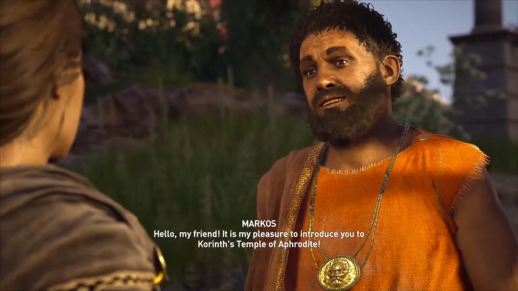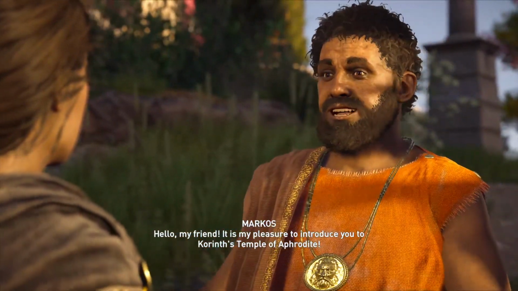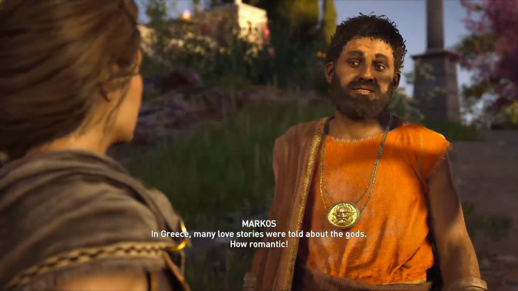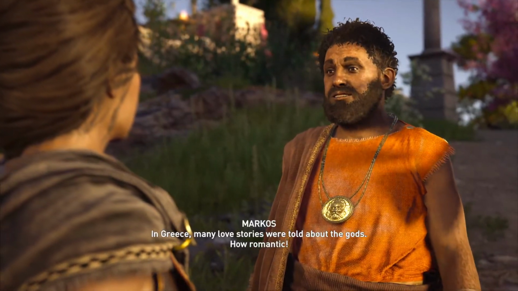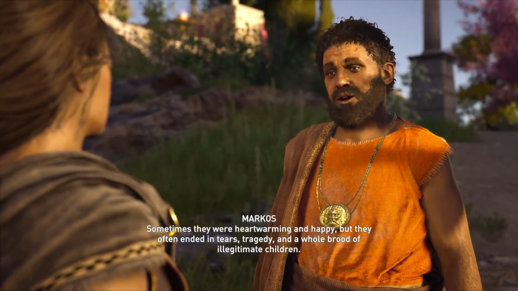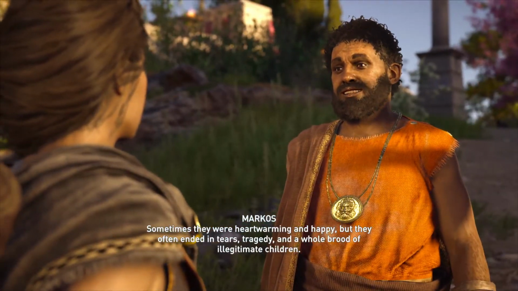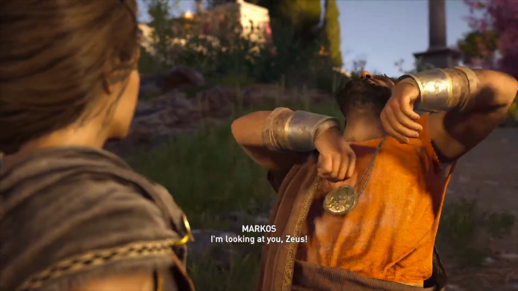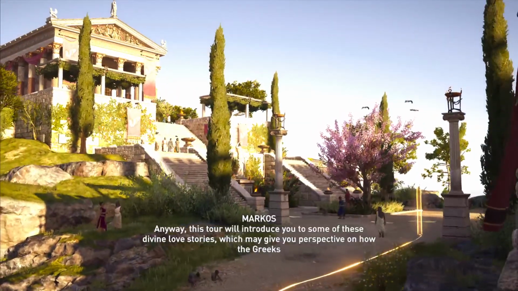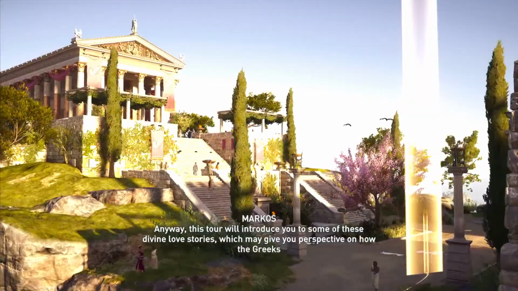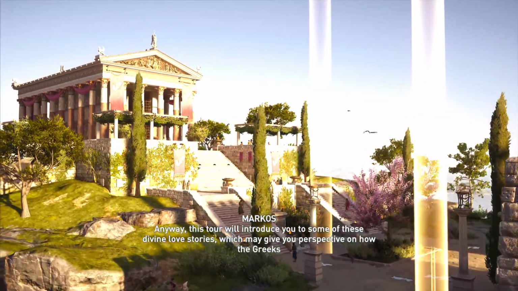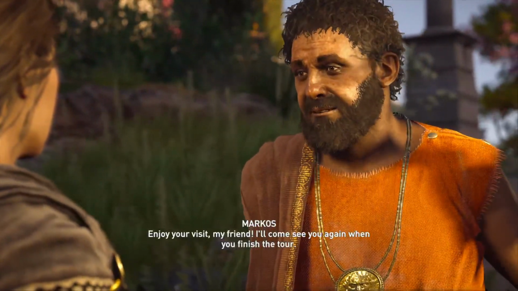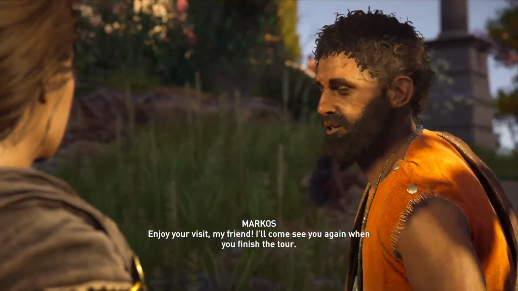It is my pleasure to introduce you to Corinth's Temple of Aphrodite. In Greece, many love stories were told about the gods. How romantic. Sometimes they were heartwarming and happy, but they often ended in tears, tragedy, and a whole brood of illegitimate children. I'm looking at you, Zeus! Crazy. Anyway, this tour will introduce you to some of these divine love stories, which may give you perspective on how the Greeks approached love in their own lives. Enjoy your visit, my friend. I'll come see you again when you finish the tour.